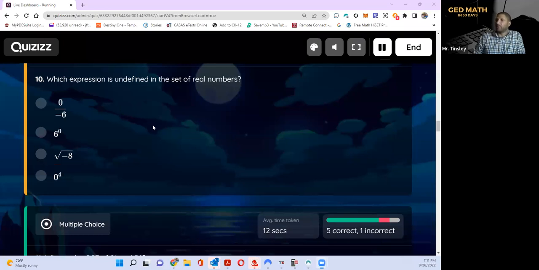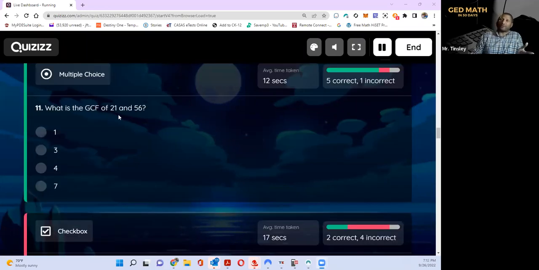Okay. Almost everyone got this right. The greatest common factor of 21 and 56. Hopefully you chose 7. 7 goes into 21, 7 goes into 56. 4 doesn't go into 21. 3 doesn't go into 56. 7 goes in both. That's the greatest common factor.